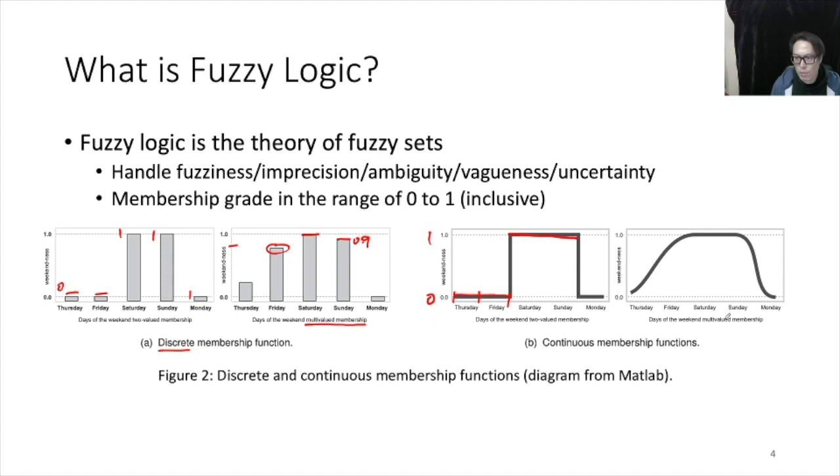Now this is the multi-valued membership. Instead of having two values, we are going to have multiple values, something in between 0 and 1. So we will have a feeling of weakness starting to increase from the first day, so that we get a stronger and stronger feeling of weakness. Because the first day is closer to Friday, and Friday is closer to Saturday, that means Thursday and Friday are gradually getting closer to the weekend. And then after Saturday, maybe sometimes in the afternoon or in the evening, the weakness is dropping from 1 and approaching 0. Okay. So this is the idea about the membership function.